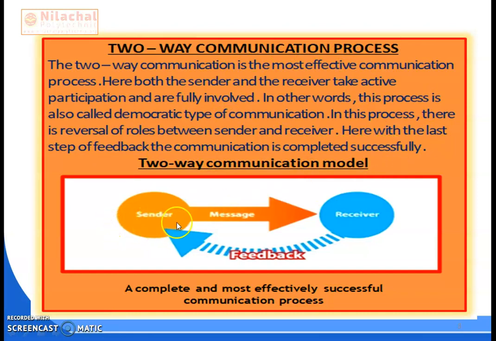Now, see this diagram. The sender sends the message to the receiver, and the receiver very attentively listens. Then immediately he becomes the sender of the feedback, reply or answer, and the sender becomes the receiver of the feedback. So in the first part, the sender sends the message to the receiver. In the second part, the receiver becomes the sender of feedback and the sender becomes the receiver of feedback. This is what is called reversal of roles. Therefore, as there is full cooperation and active communication between sender and receiver, we consider this a complete and most effectively successful communication process.